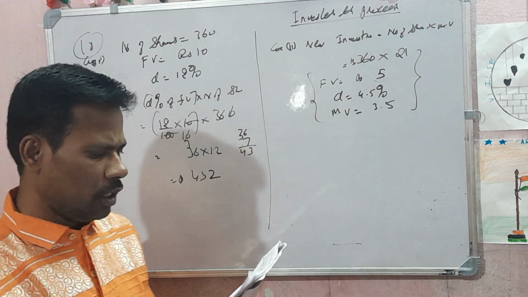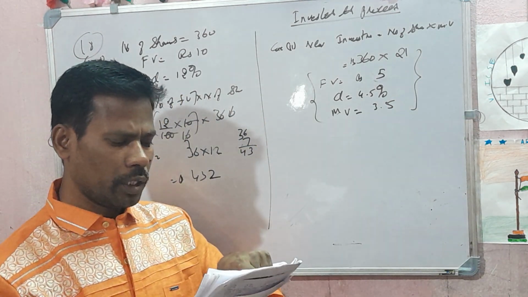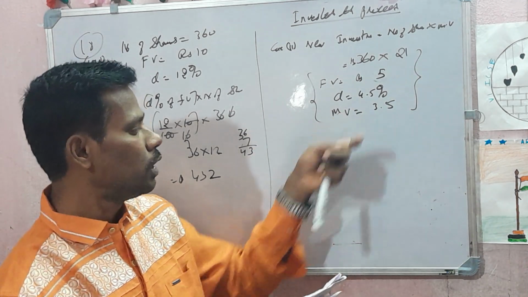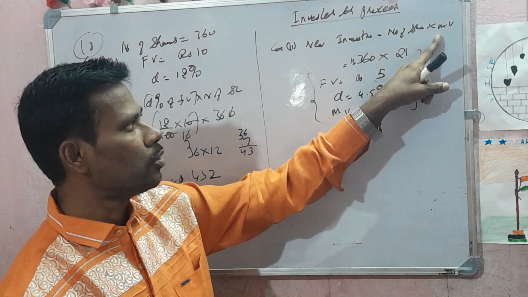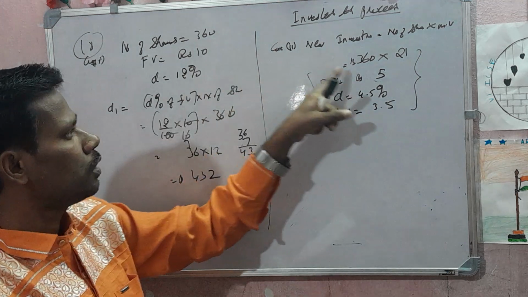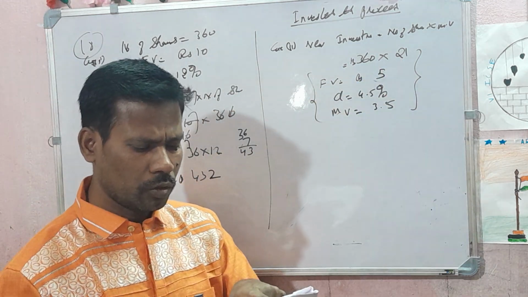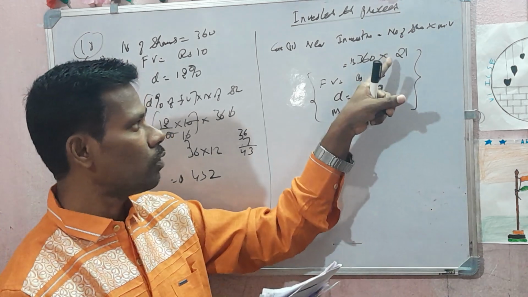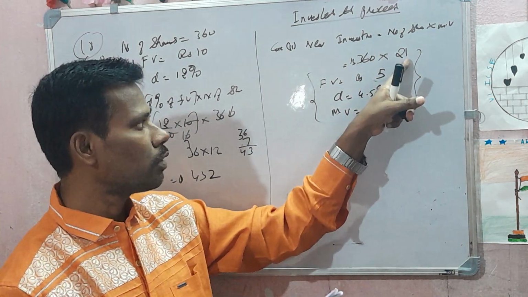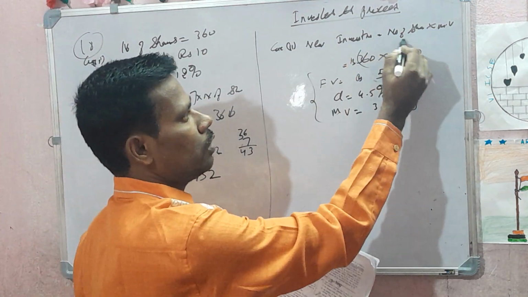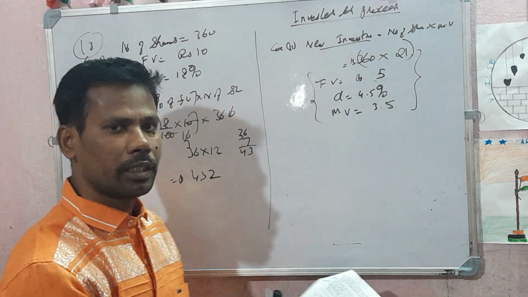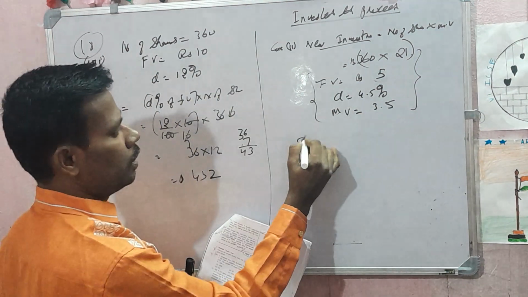Very simple, nothing confusing. He sold the shares when the price rose to 21. Whenever you see sale proceeds, that is nothing but number of shares into market value. Number of shares is 360. He sold each share at 21, that means market value is 21. So this is the new investment. And again, write the given conditions and then apply this formula again.